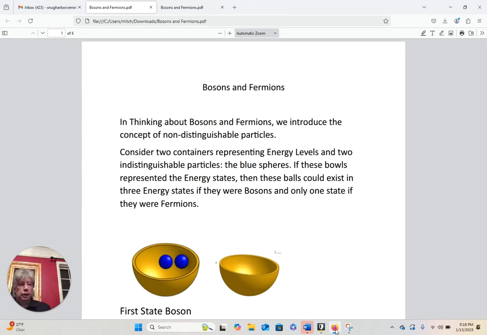Hi guys. Today we're going to talk about bosons and fermions. In thinking about bosons and fermions, we need to introduce the concept of non-distinguishable particles. So if we take, for example, two bowls, and you can see them there, these two bowls represent two different energy states.